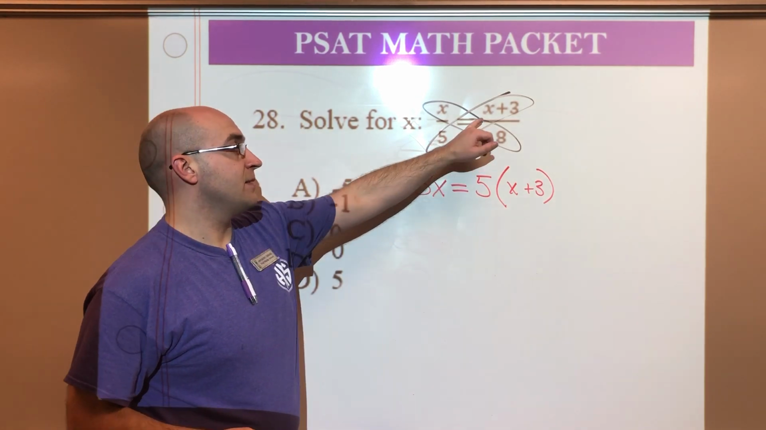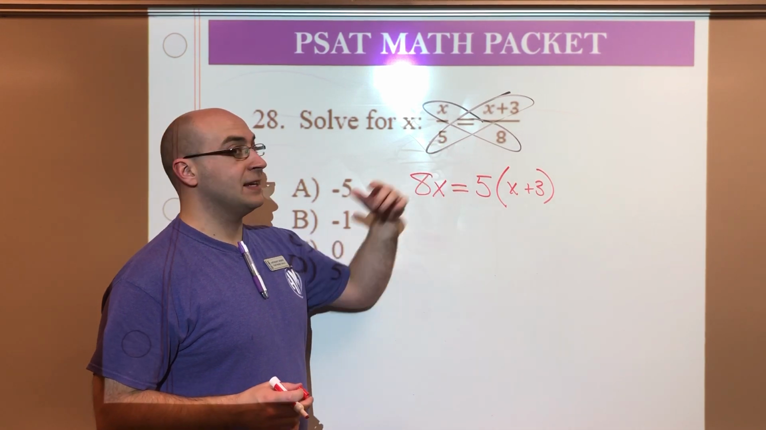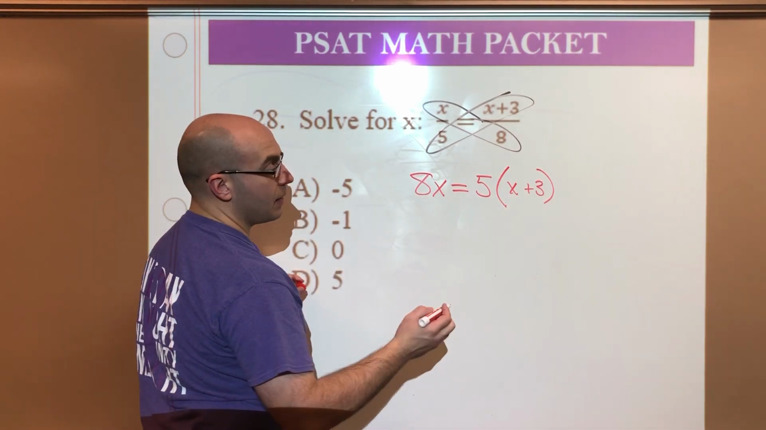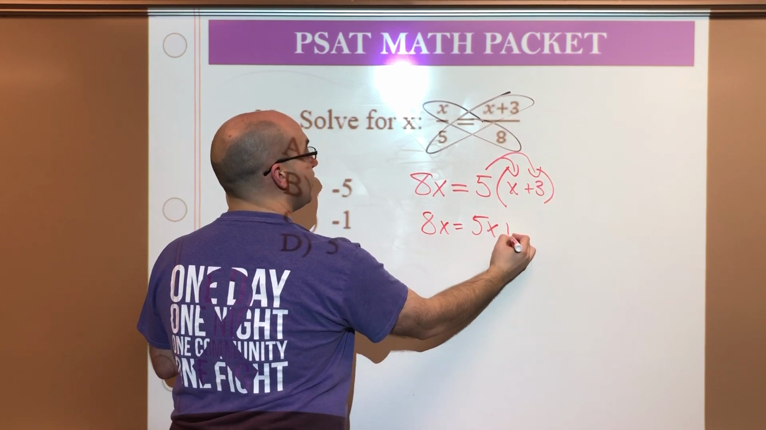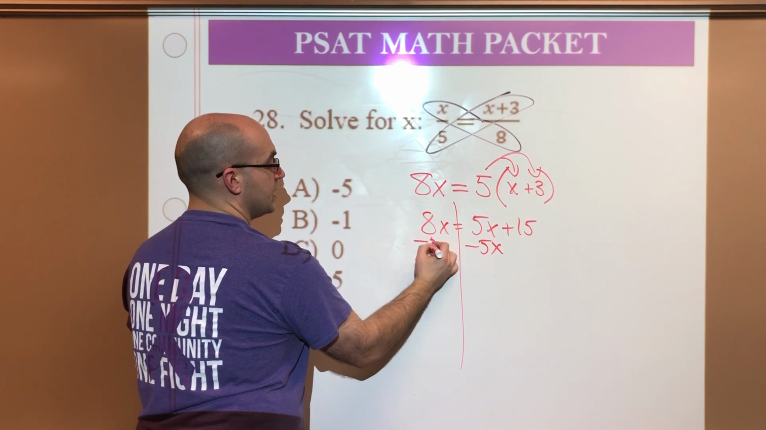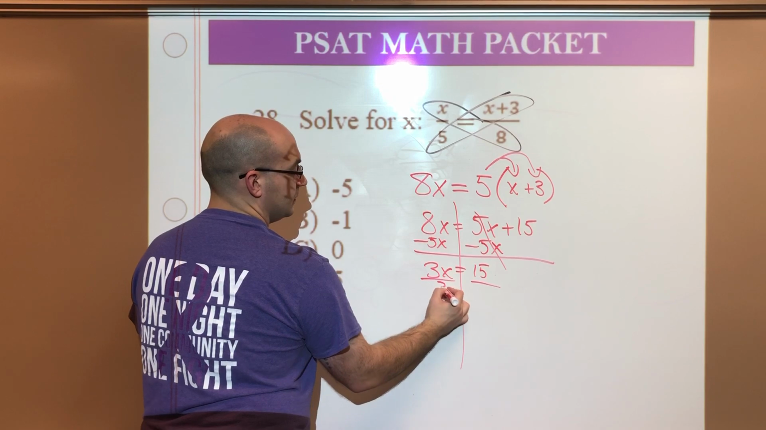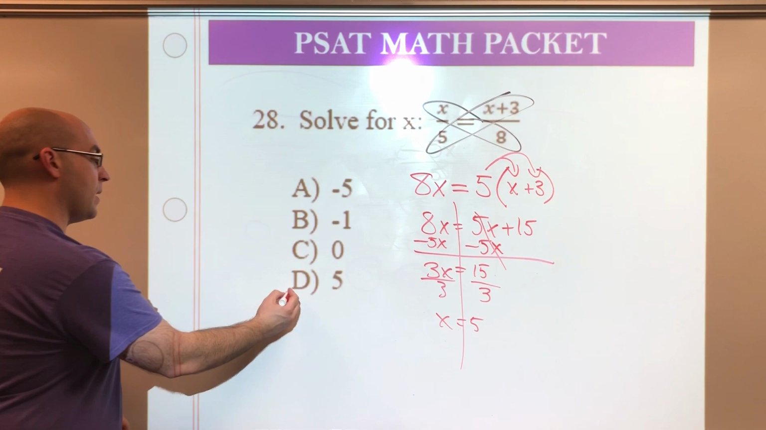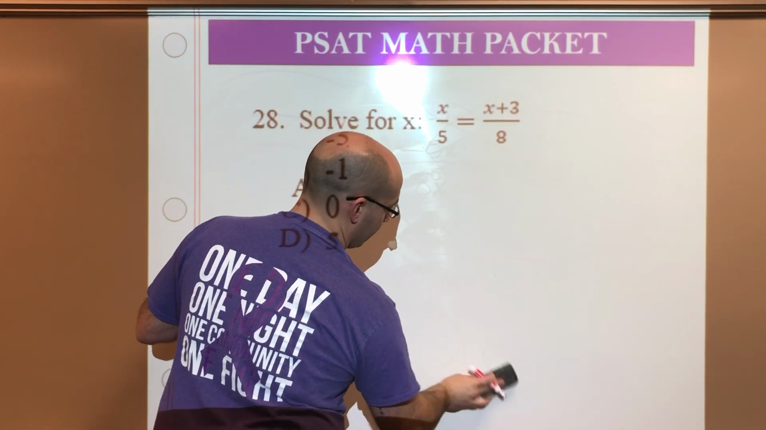I can't just simply multiply 5 times x and write 5x plus 3. That won't work because the 5 has to distribute to both the x and the 3. We have to use the distributive property. So 8x is going to equal 5x, because I'm distributing, plus 15. Draw a line down the middle, subtract 5x on both sides, and I get 3x equals 15. Divide by 3, and x is 5. Choice D. Not too bad. If you remembered that you had to cross multiply, then you were in good shape here.